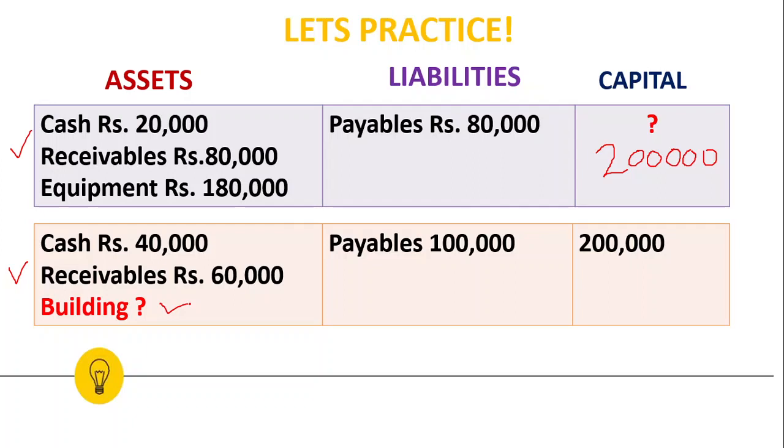So on left hand side, we are having 1 lakh. On right hand side, we are having 3 lakh. If we offset 1 lakh from 3 lakh, we'll be left with 2 lakh. So we can say that the value of building is 2 lakh in order to make both sides equal. So when we have 2 lakh of building and 40,000 of cash, 60,000 of receivable, that will amount up to 3 lakh, which will be equal to the right hand side of payables, that means liabilities and capital. So this is how you can ascertain the missing values in the accounting equation as well.